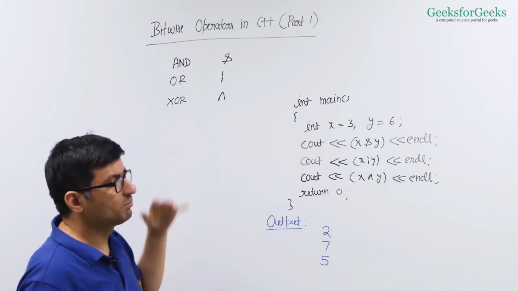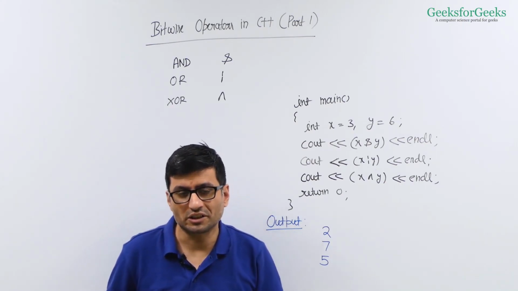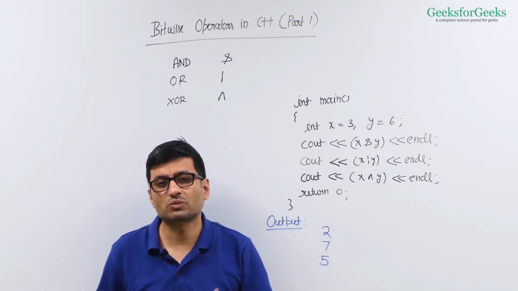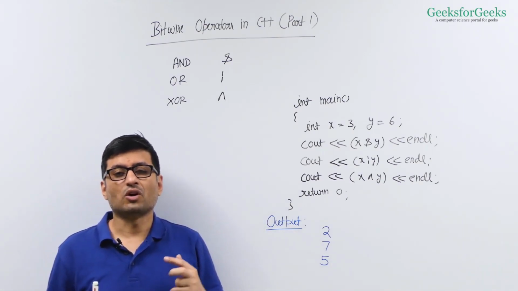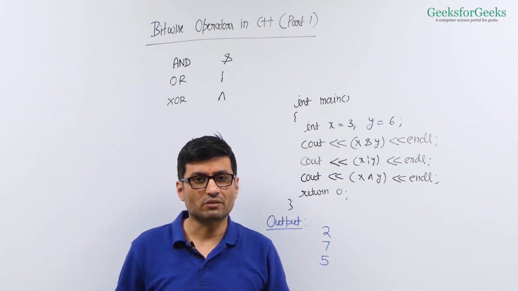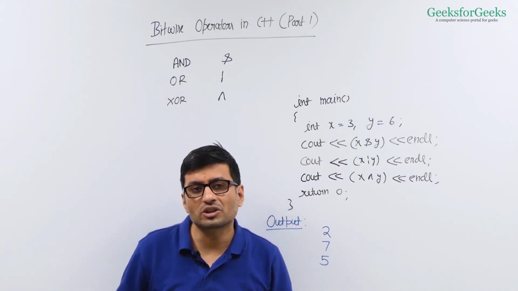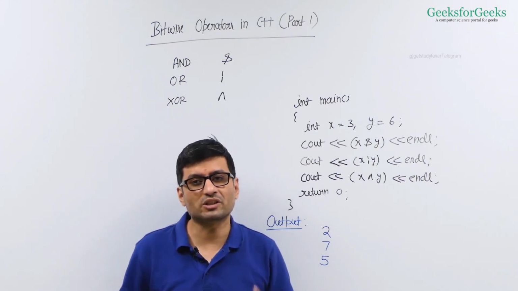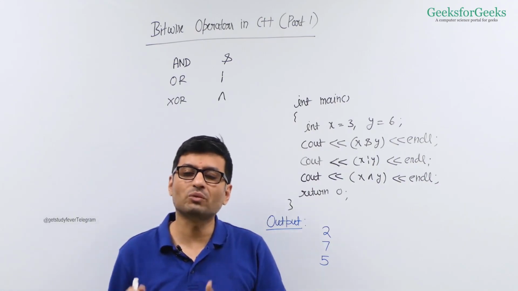Next operator is bitwise XOR. Bitwise XOR is interesting. It produces output 1 when the 2 input bits are different. For 0, 1, it produces 1. For 1, 0, it also produces 1. For other cases like 0, 0 and 1, 1, it produces the output 0 because both the bits are the same in both cases, 0, 0 and 1, 1.